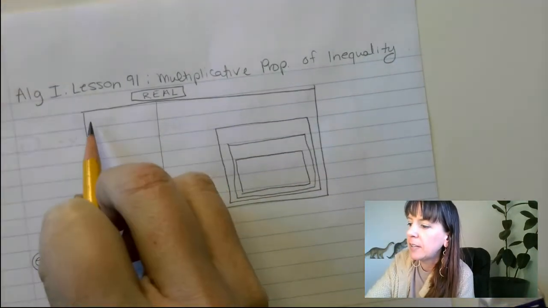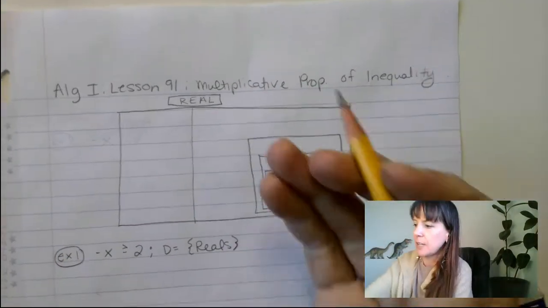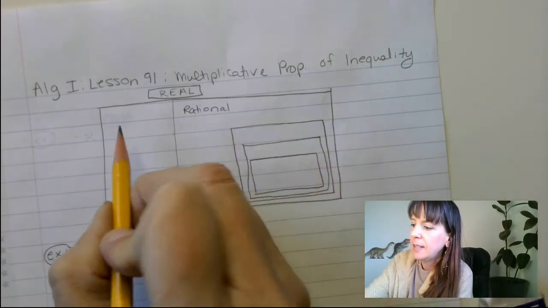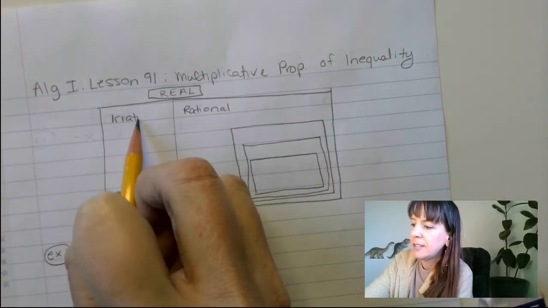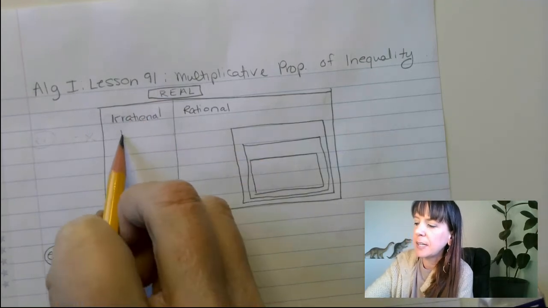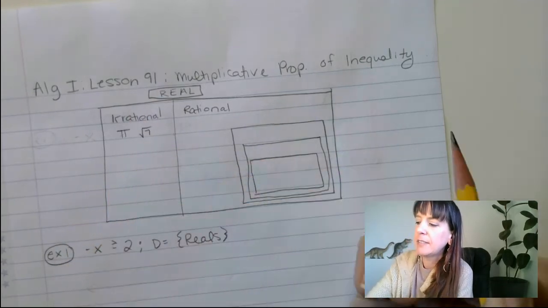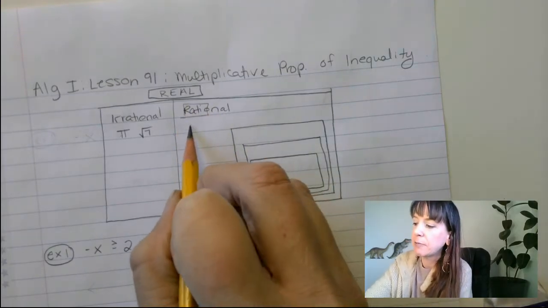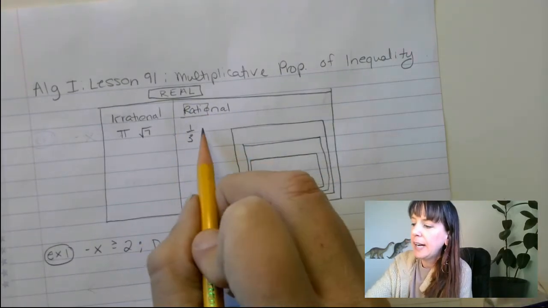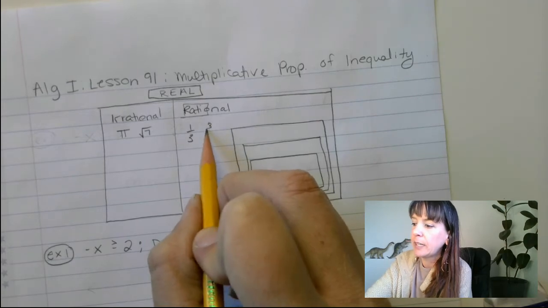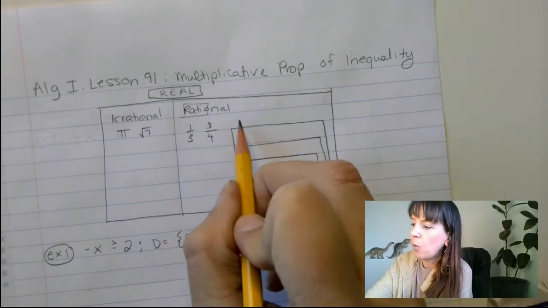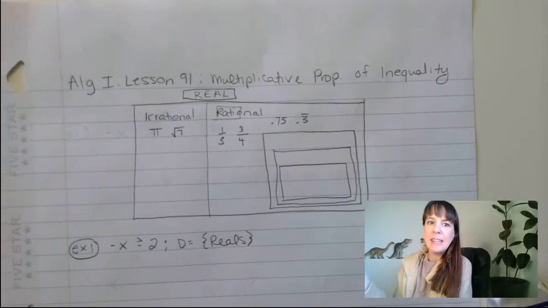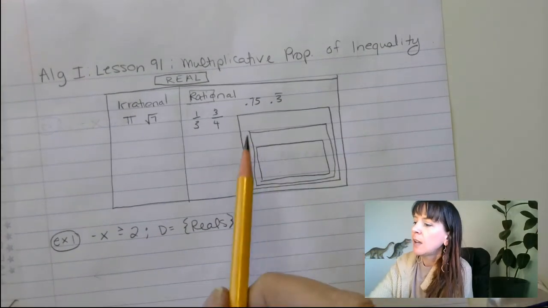Rational and irrational numbers are our next breakdown here. Irrational numbers are things like pi, square root of 7, things like that. Rational, notice the word ratio, is anything that can be written as a fraction. So 1/3, 3 over 4, 0.75, 0.3 with a line over it. Anything that can be written as a ratio goes there.